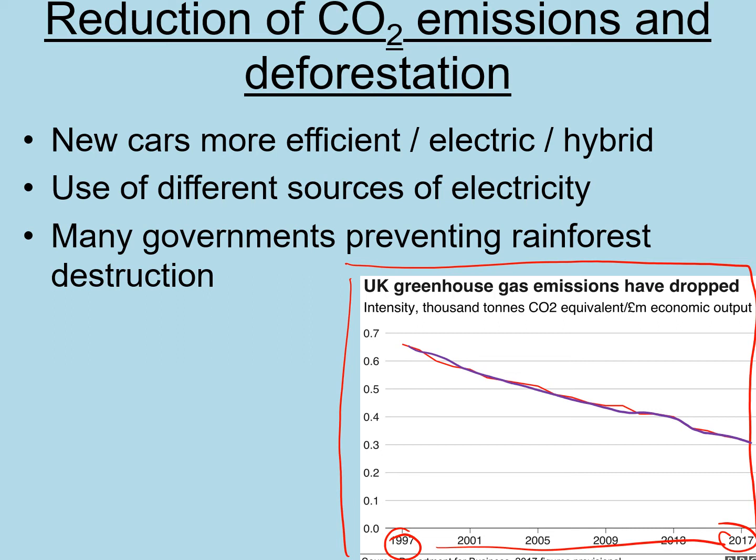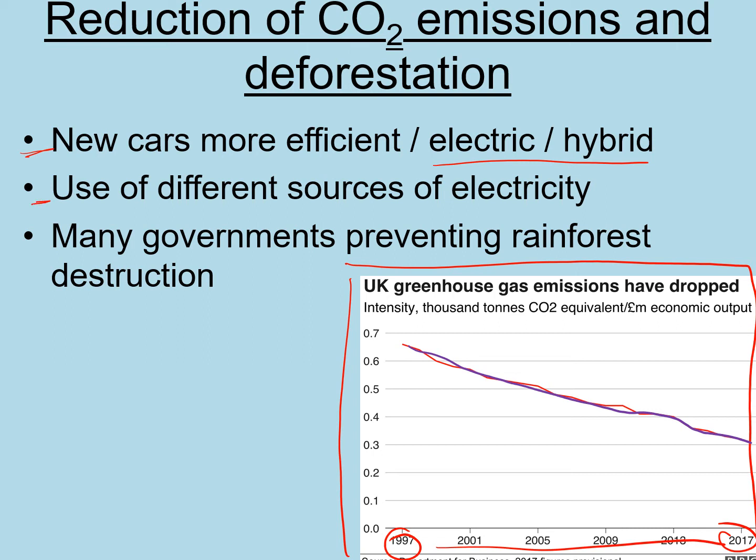So how are we doing this? Well, first of all, new cars that are being manufactured are much more efficient and they have to have certain fuel efficiency ratings before they're allowed out on the road. And also there's been a massive increase in electric and hybrid cars, which are much better and they produce much less emissions.